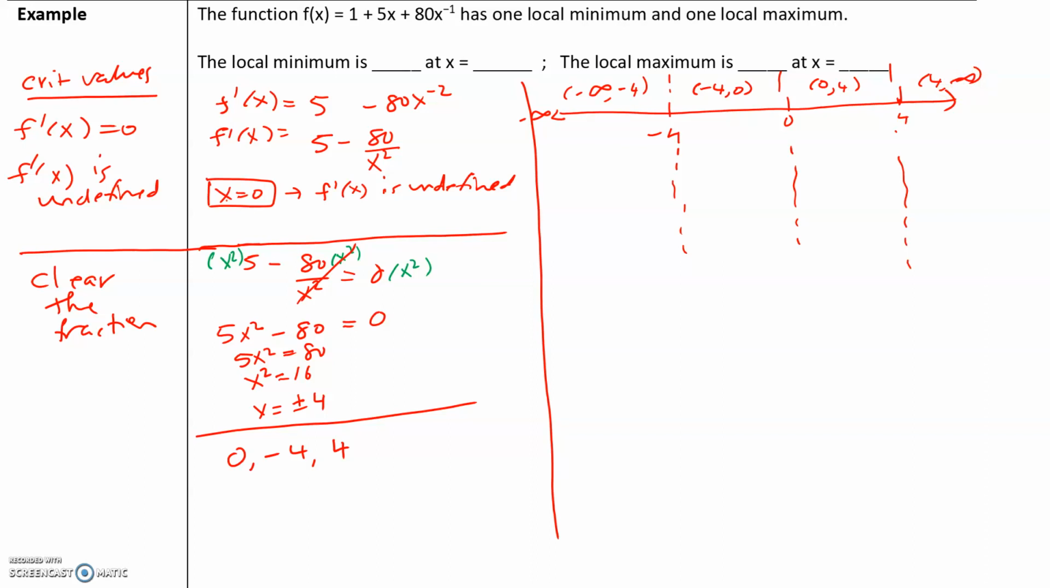Okay, now let's go ahead and pick a test point in each interval. So to the left of -4, we could just pick -5. Between -4 and 0, we can pick -2. Between 0 and 4, you could pick 2. And then to the right of 4, you could pick 5.